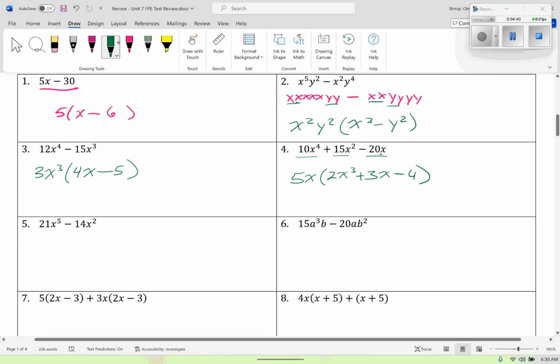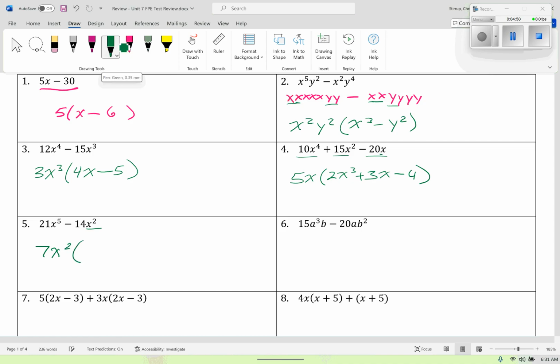For problem number 5, I think 7 goes into both 21 and 14, and I can factor a maximum of x squared out, so 7x squared comes out. What do I have left? If I factor 7 out of 21, I'm left with 3. If I have x to the fifth, that means x, x, x, x, x. If I factor 2 of them out, then I'm left with x to the third. Minus sign comes along for the ride. Factored all the x's out of that, and if I factor a 7 out of 14, I'm left with 2.